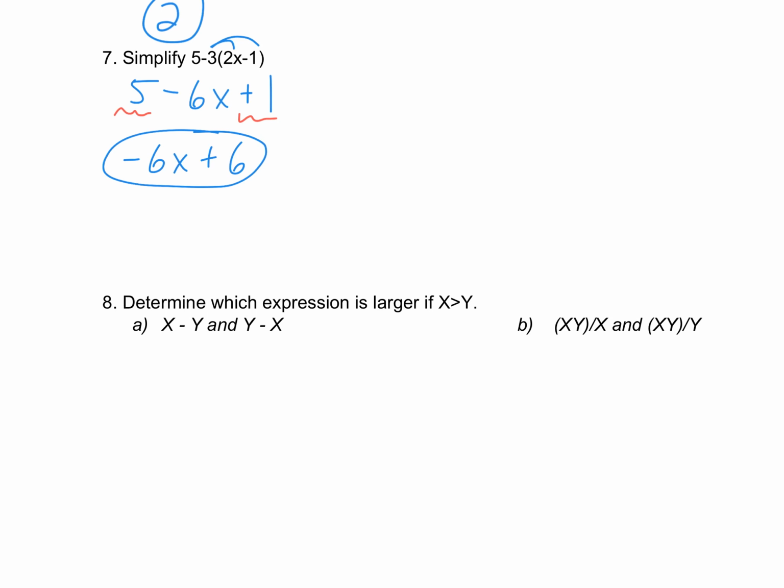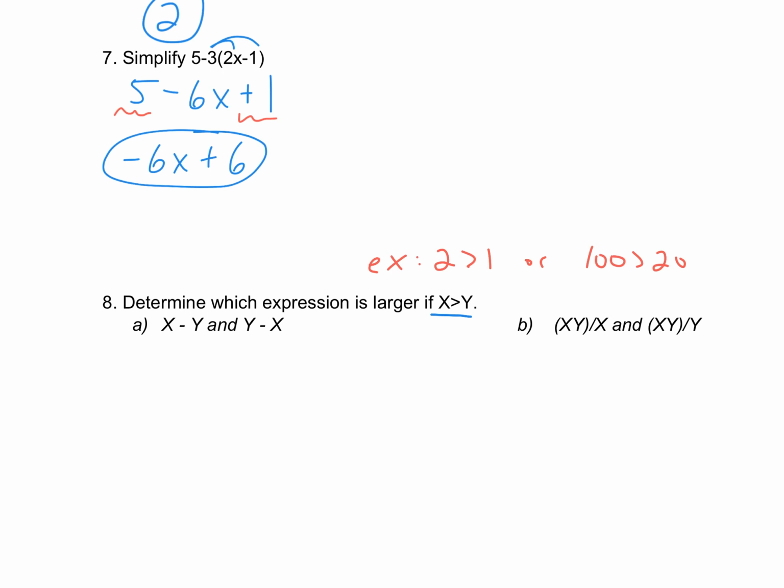Okay, number 8, it says determine which expression is larger if x is greater than y. So what this is saying is, in this situation, x is always a larger number than y. So an example could be if x is 2 and y is 1, or you could have something where x is 100, y is 20. It doesn't really matter, just all those values where x is greater than y. So we want to look at this first example.